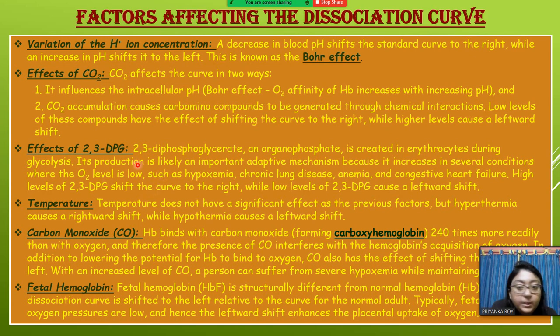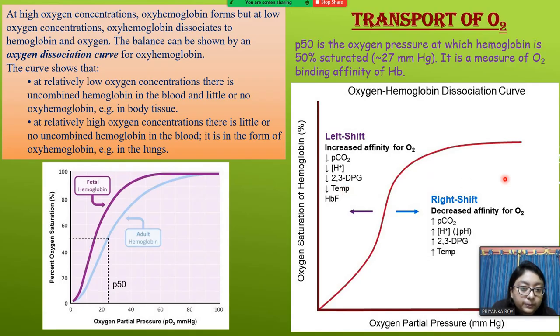Effects of 2,3-DPG. 2,3-diphosphoglycerate is an organophosphate, and it is created in RBCs during glycolysis. This 2,3-DPG is basically a byproduct of glycolysis, and it is like an adaptive mechanism because its production increases in several conditions where the oxygen level is low, such as hypoxemia, anemia, etc. High levels of 2,3-DPG will shift the curve to the right. That means it will decrease the O2 affinity of hemoglobin, and low levels of 2,3-DPG will cause a leftward shift.